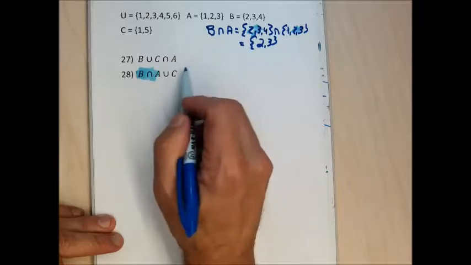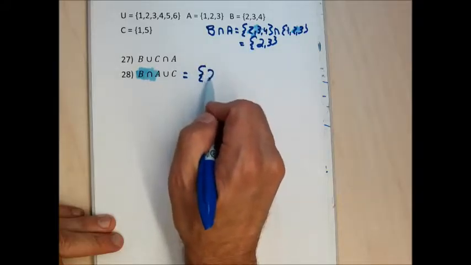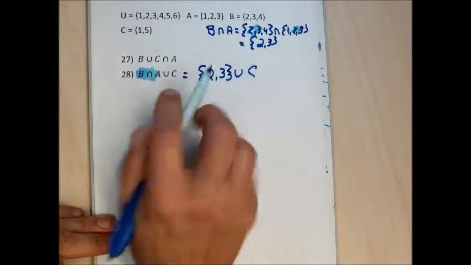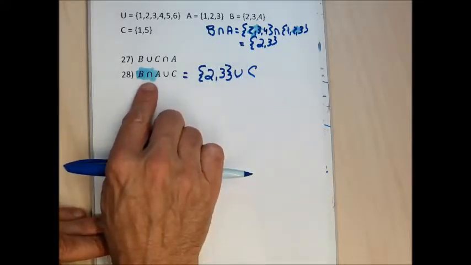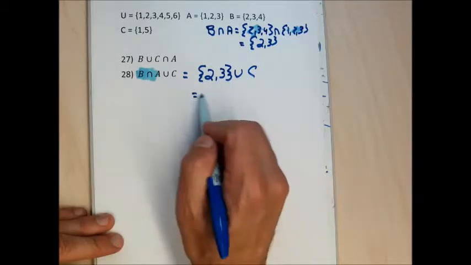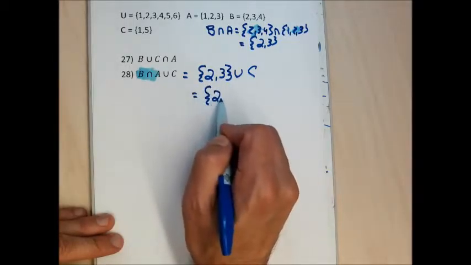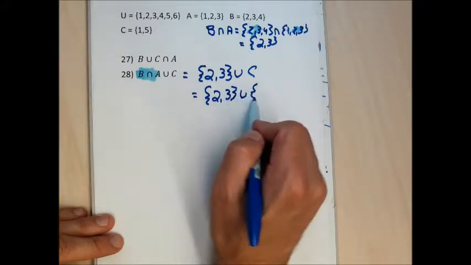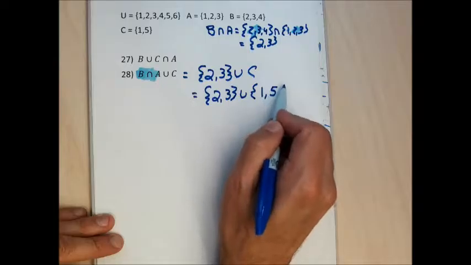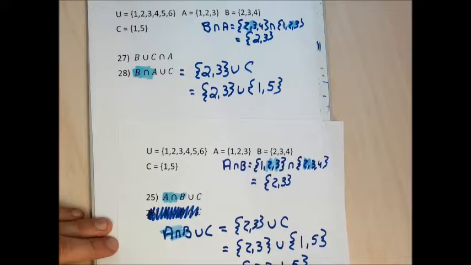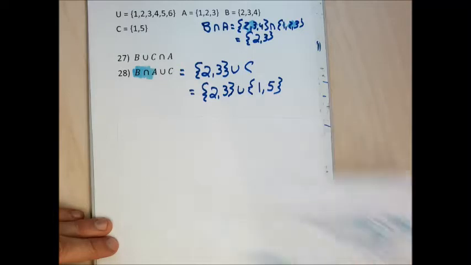So this right here, I'm going to change to the set containing the numbers 2 and 3, union with C. So I'm working from left to right. I got those two down to a single set. Now I need to do the union C. To do the union C part, I need to change the C to what it's equal to. C is equal to the set that has 1 and 5. Just feels like the same problem that I just did. Well, it's very similar. It's just written slightly backwards.